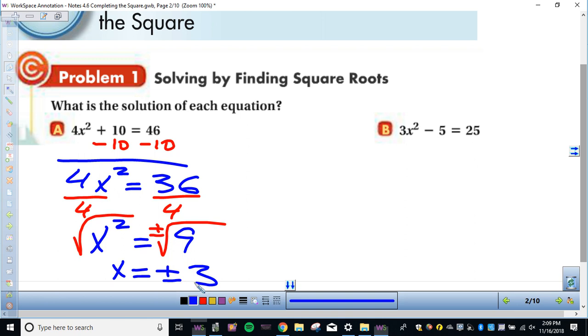So these are the easy problems before we complete the square. All you're doing is solving for x. It's like a regular linear equation, except now we have x squared, so it's a quadratic equation that we're going to square root as the last step. On this problem, I have to add 5 to both sides. And I get 3x squared equals 30.